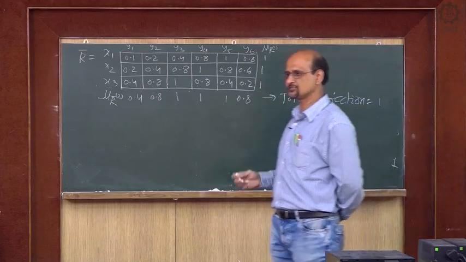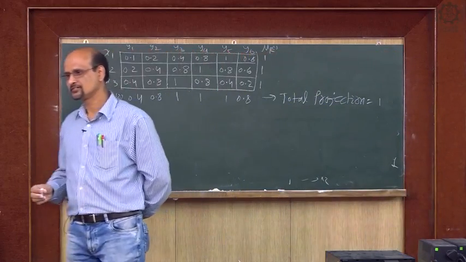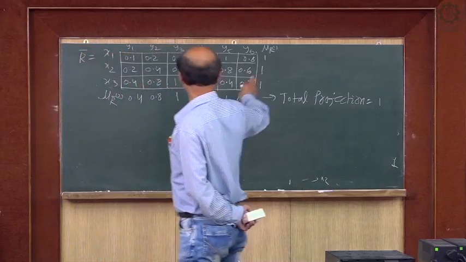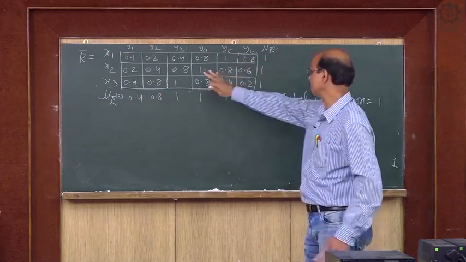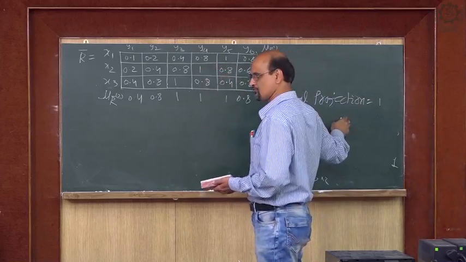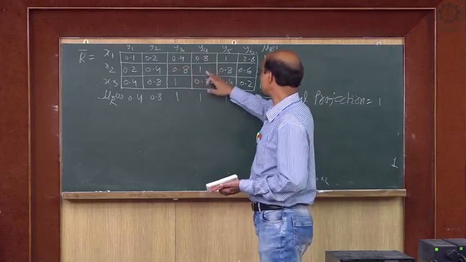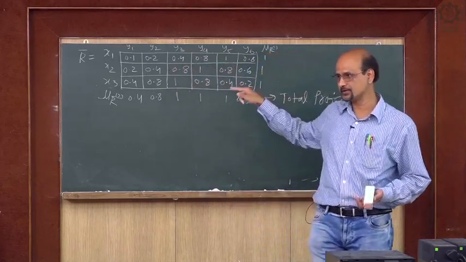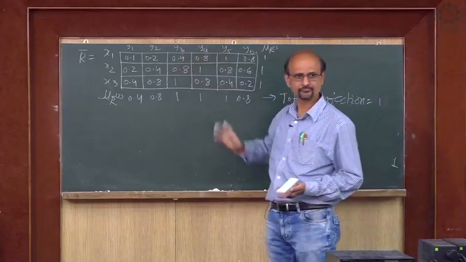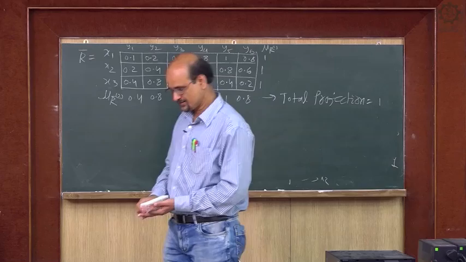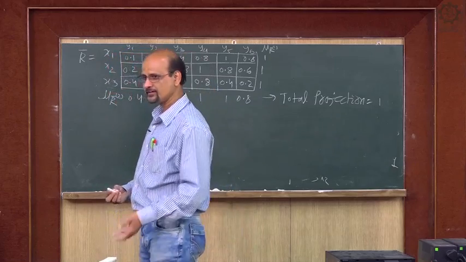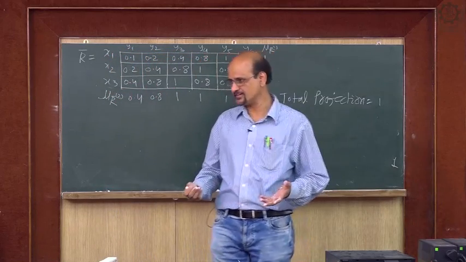So, this is your total projection. In this way, I can find first projection, second projection and total projection for any relations given. By chance, here it is coming 1. It depends upon what the membership values are in the relation. Very easy. So, now let us take relations and find intersection and union. That is also very easy.